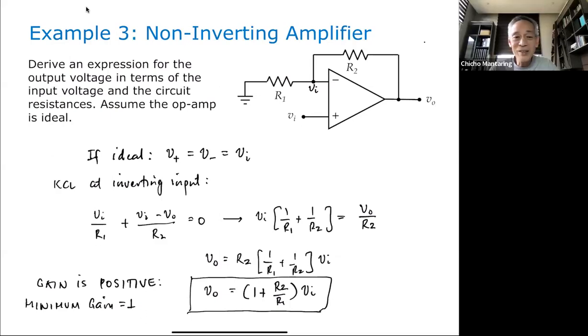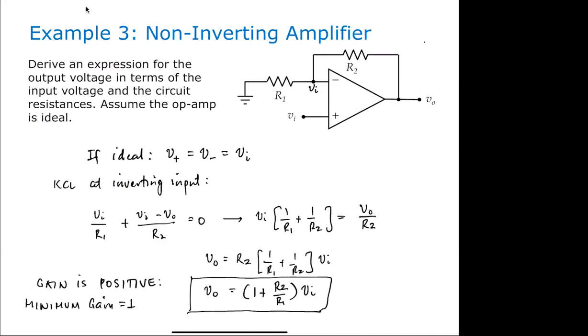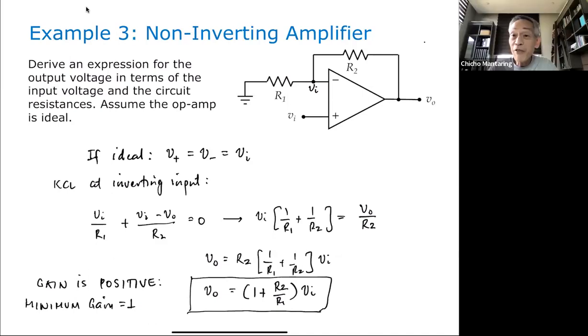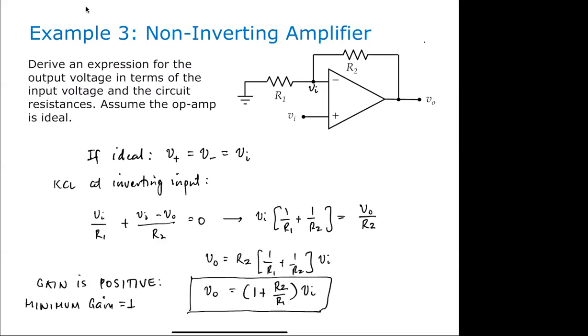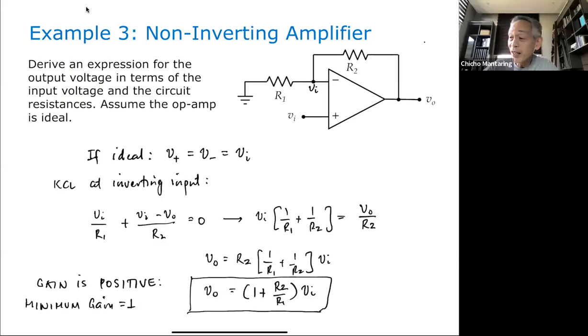No, make a guess. When will the gain be equal to 1? Sir, hindi po pwedeng 0 yung R2 and R1. No, if R2 is equal to 0, di ba? Apo sir, sorry nga po. Right? If R2 is equal to 0, in other words, if this is a short circuit, your gain is equal to 1.